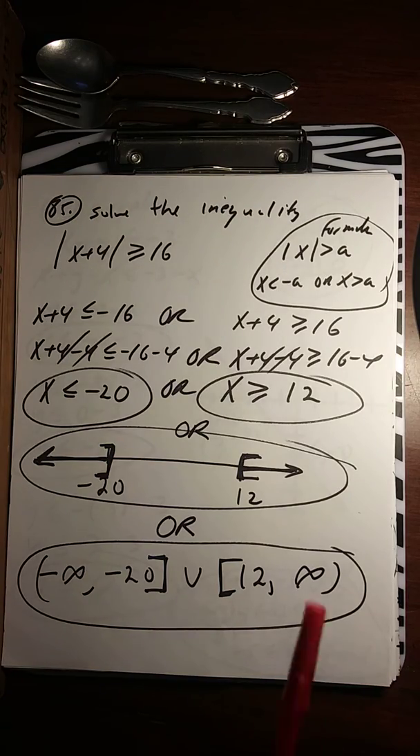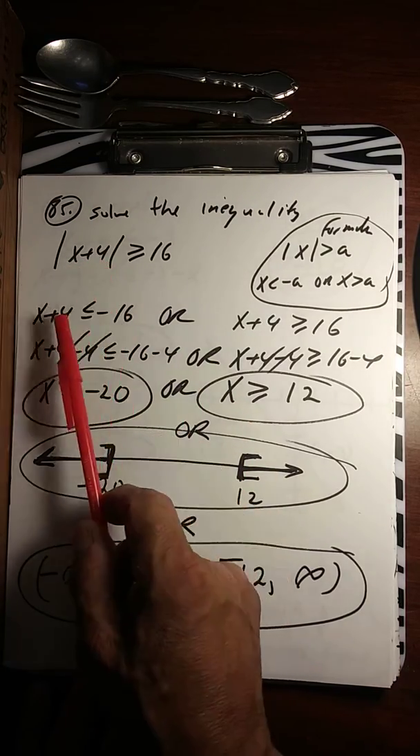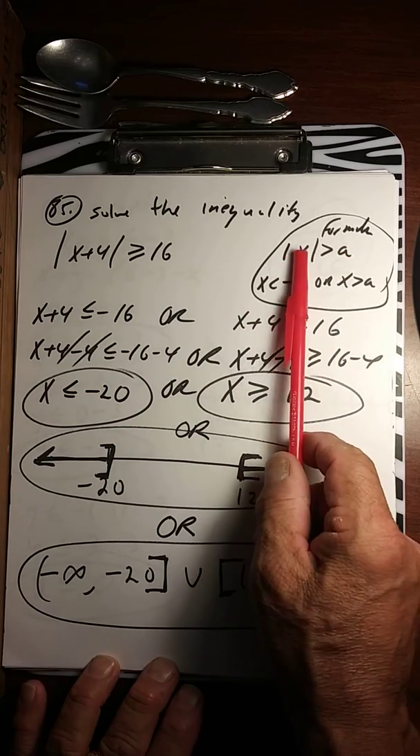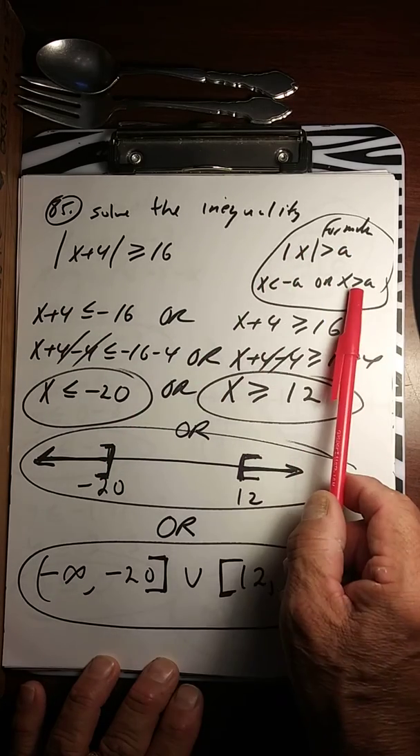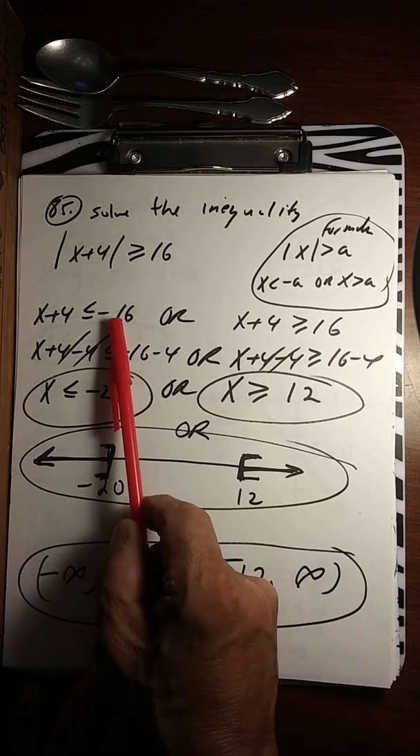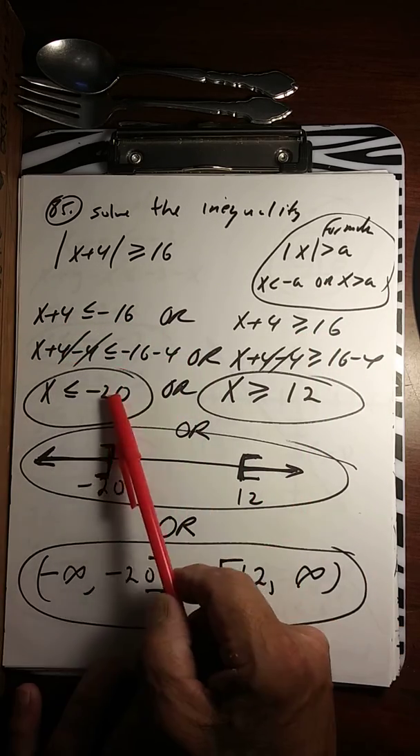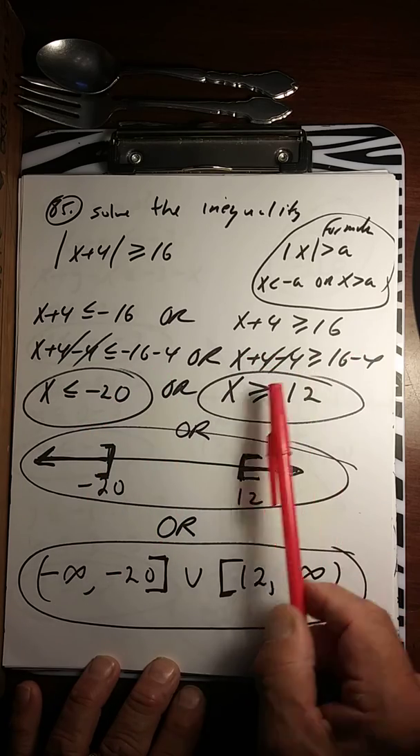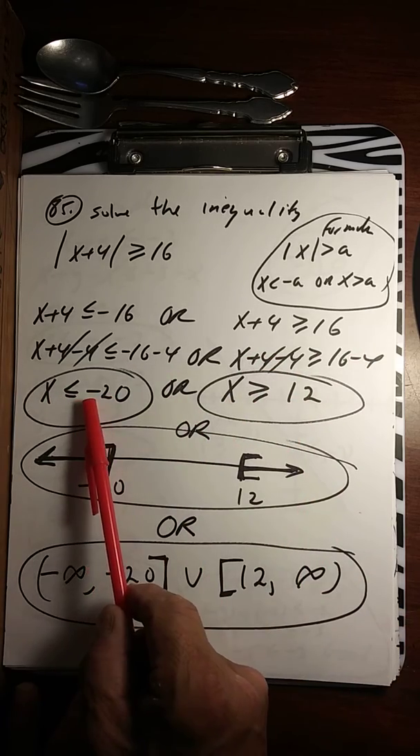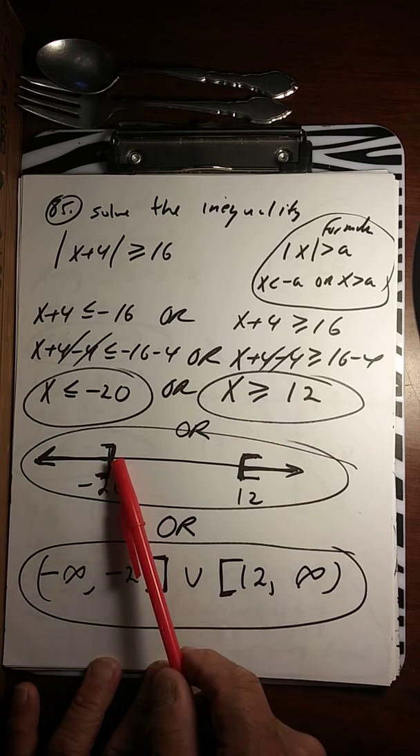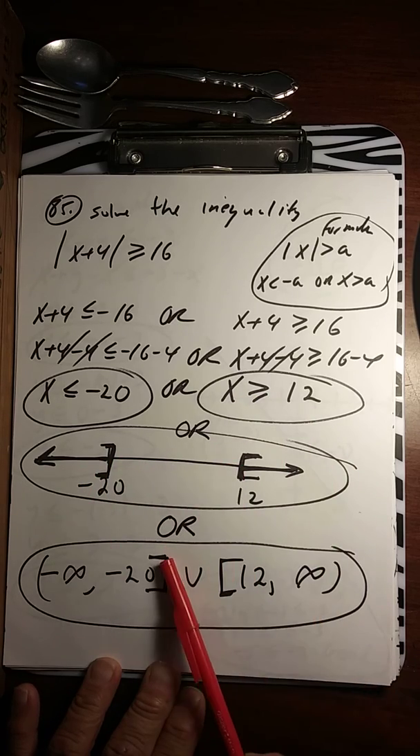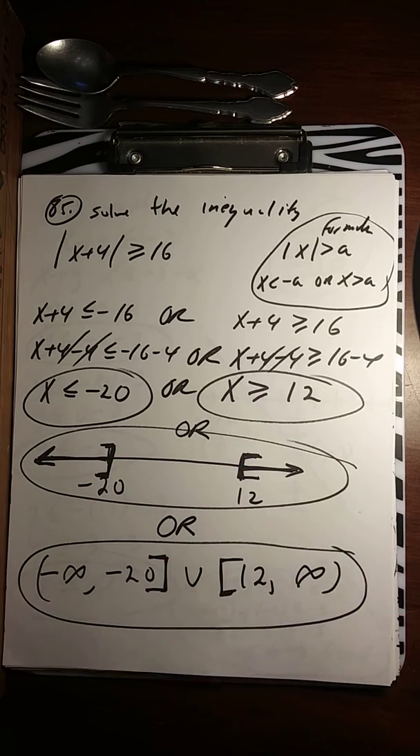Solve this inequality. Bigger than... Subtract this. Greater than A means less than negative A or greater than positive A. Less than negative 16, greater than 16. So minus 4, minus 4: minus 20, done. Minus 4, minus 4: x is greater than or equal to 12. So less than or equal to negative 20, or greater than or equal to 12. Negative 20 goes this way, 12 goes that way, negative infinity to infinity.